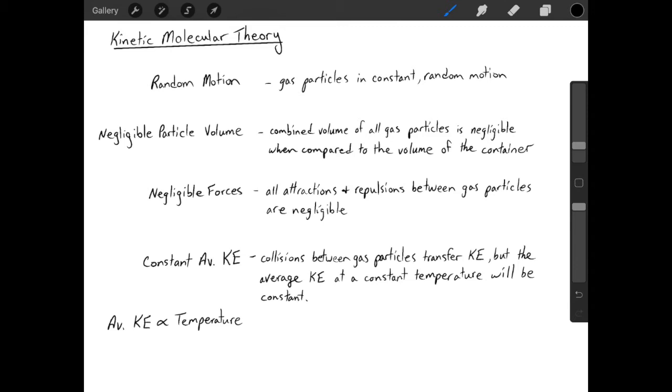The final assumption is that the average kinetic energy of the gas particles is going to be proportional to the absolute temperature. That is, it's going to be proportional to Kelvin, but it won't be proportional to degrees Celsius.